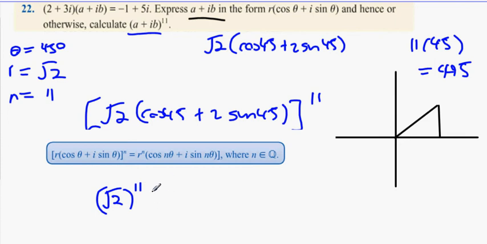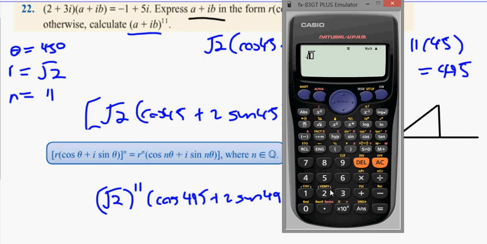times cos 11 theta, which is going to be 11 times 45, which is 495, plus i sin 495. And now we're going to have to work out root 2 to the power of 11.